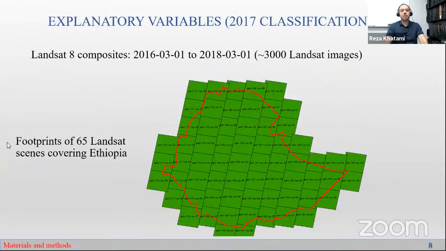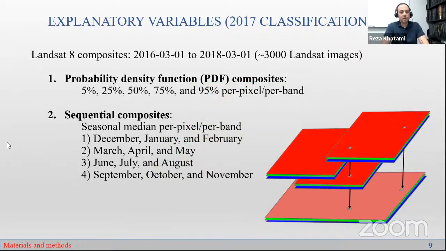We used Landsat for the 2017 classification. We used Landsat 8 as the main source of remote sensing data. We used data from March 2016 to March 2018, about 3,000 Landsat images for classification, and here you can see the footprints of 65 Landsat scenes that cover the whole country. Because images were collected at different dates, we needed to create image composites that we could use in our classification algorithms. So we created 3 different image composites.